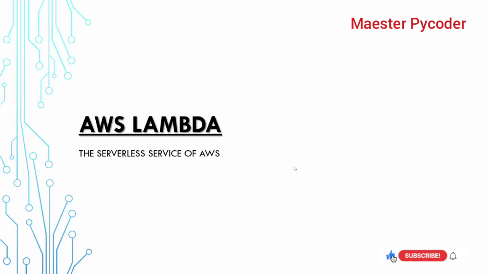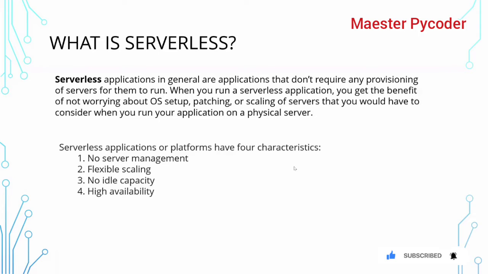Understanding serverless. To understand what AWS Lambda is, we have to first understand what serverless architecture is all about. Serverless applications in general are applications that don't require any provisioning of servers for them to run. When you run a serverless application, you get the benefit of not worrying about OS setup, patching, or scaling of servers that you would have to consider when you run your application on a physical server.